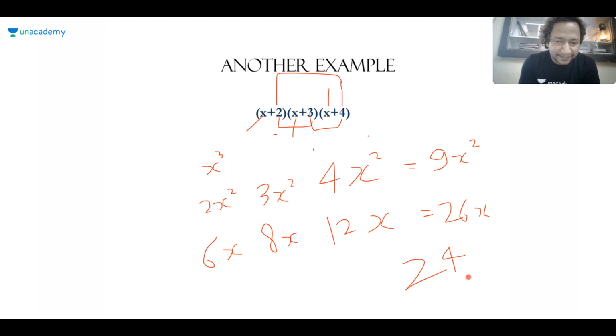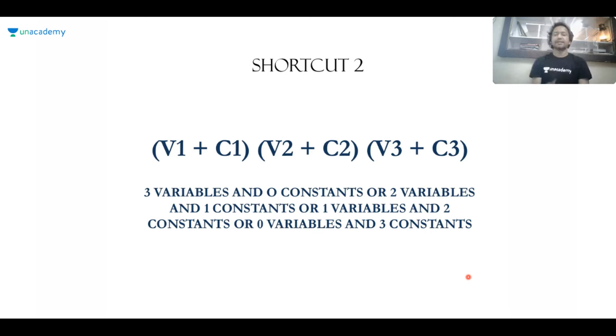Well, going to the next slide. Now I'm talking about the shortcut. Those who have joined late, please pay attention. This is very, very important. It won't be repeated again, possibly. V1 is variable one, C1 is constant one. V and C respectively represent variable and constant. 1, 2, 3 are the different cases.